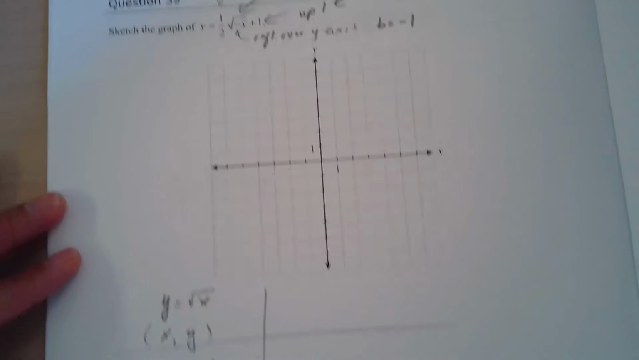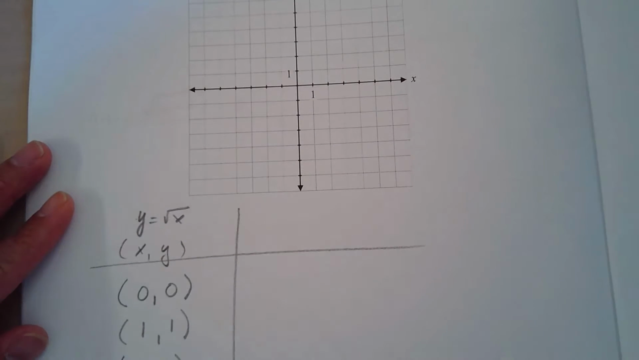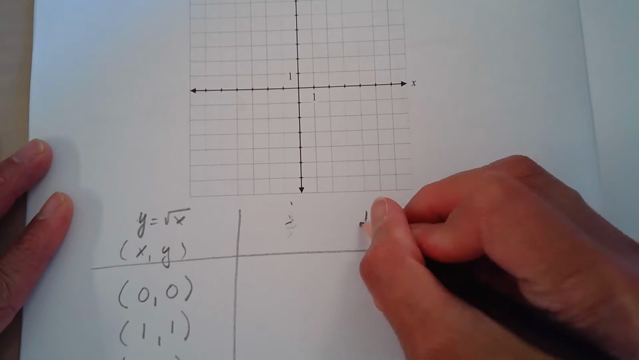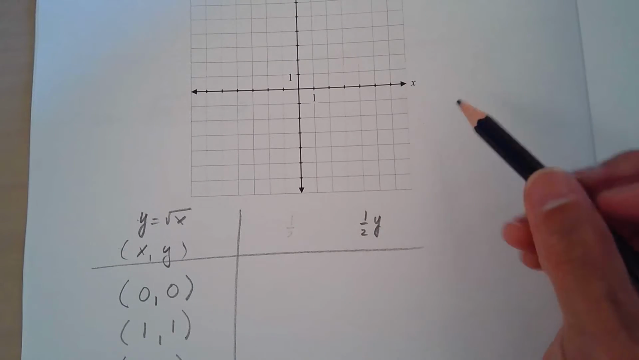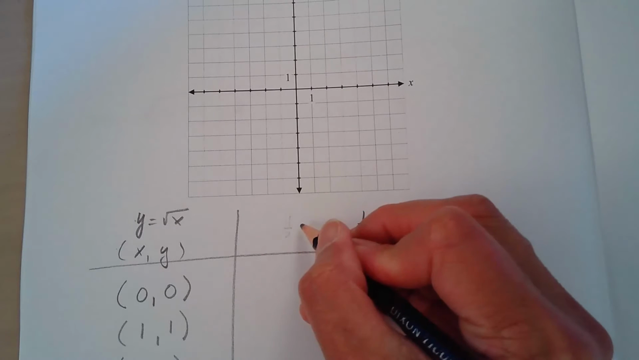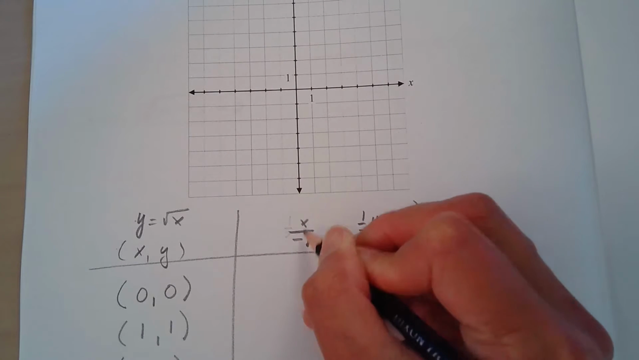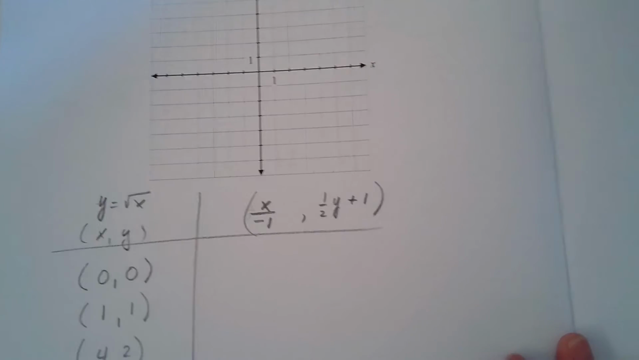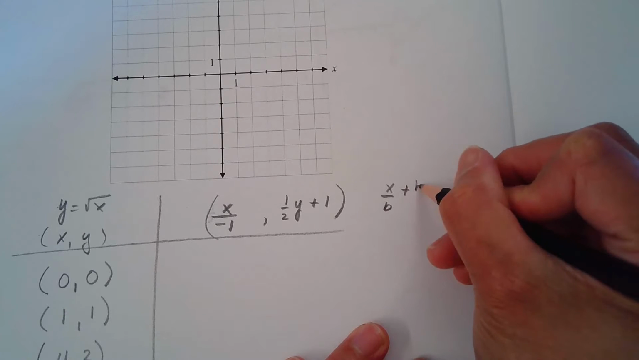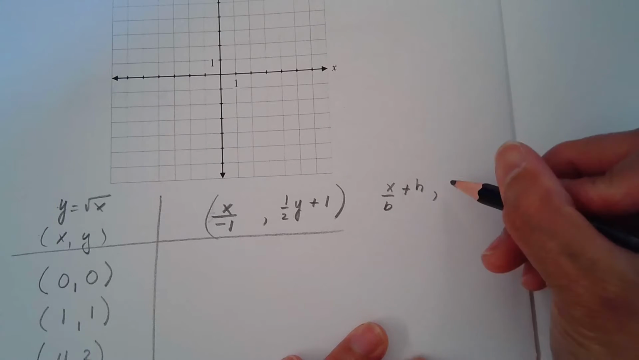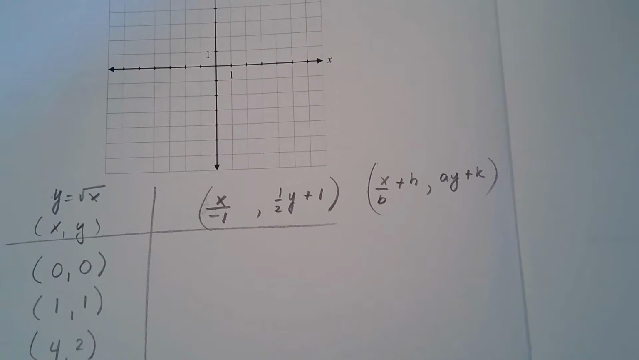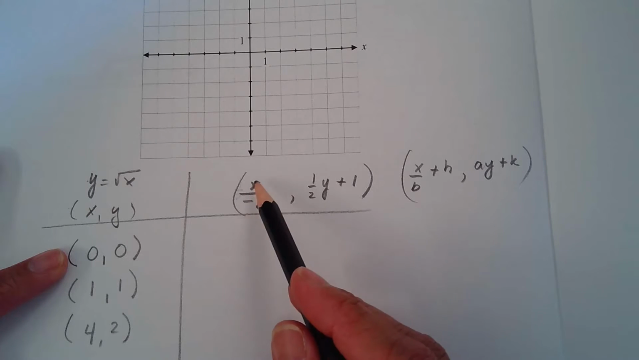So, in our transformation, it says here A is 1/2, so I'm going to go 1/2 for A times y plus 1. Okay, that's for the y. And then for x, it's going to be x over negative 1, because it's x over b, and that's it. Just to remind ourselves, it's going to be x over b plus h or c, and a times y plus k or d if you wanted to do a, b, c, and d. So from here, it's going to be 0 divided by negative 1 is 0.